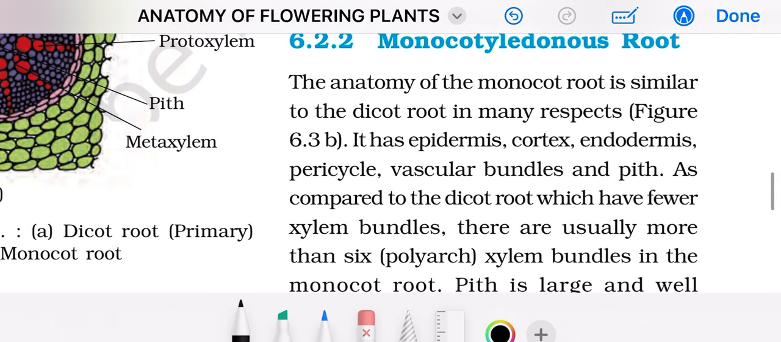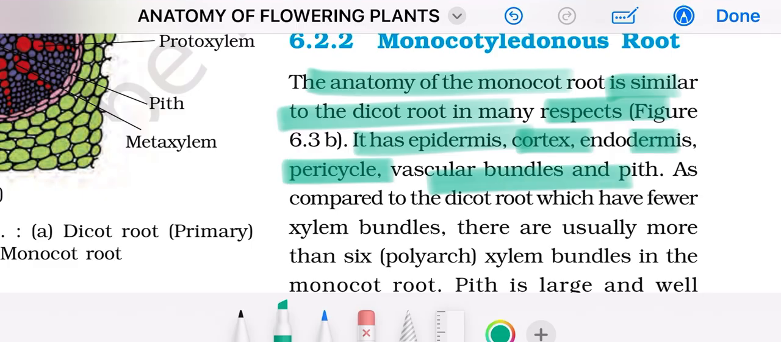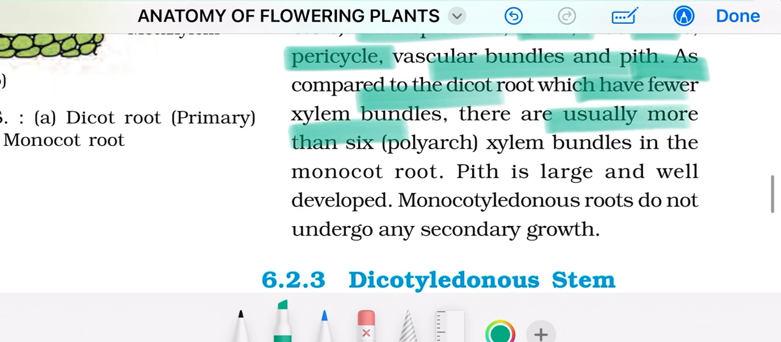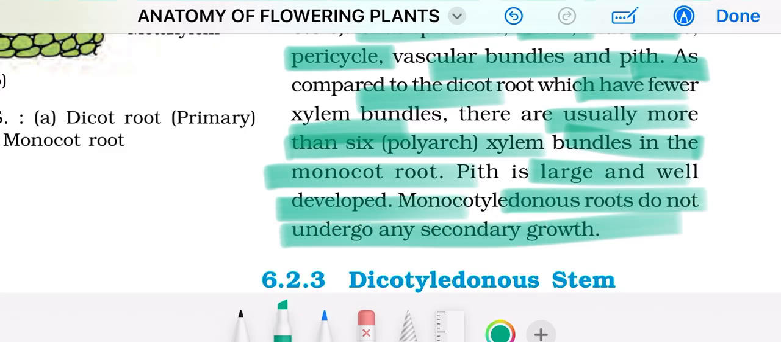Now, monocotyledonous root. The anatomy of monocot root is similar to the dicot in many respects. It has epidermis, cortex, endodermis, pericycle, vascular bundles and pith. As compared to the dicot root, which has fewer xylem bundles, there are usually more than 6 xylem bundles in the monocot root. Pith is large and well developed. Monocotyledonous root does not undergo any secondary growth.